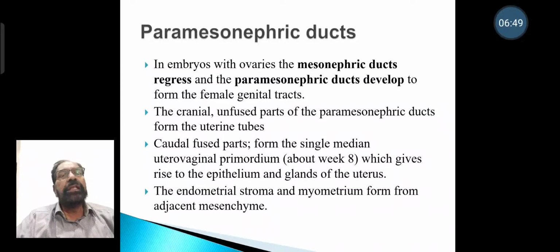Paramesonephric ducts in an embryo with ovaries. The mesonephric ducts regress and the paramesonephric ducts develop to form the female genital tracts. The cranial unfused part of the paramesonephric ducts forms the uterine tubes. The caudal fused parts form a single median uterovaginal primordium at about week 8, which gives rise to the epithelium and glands of the uterus. The endometrial stroma and myometrium form from the adjacent mesenchyme.